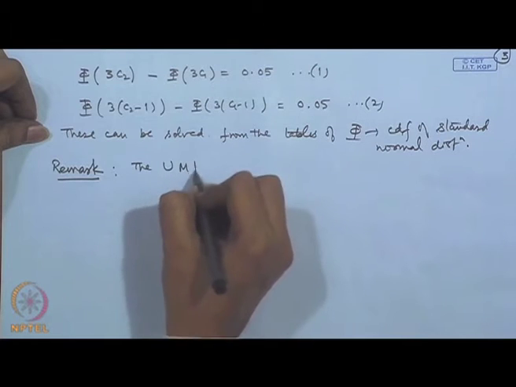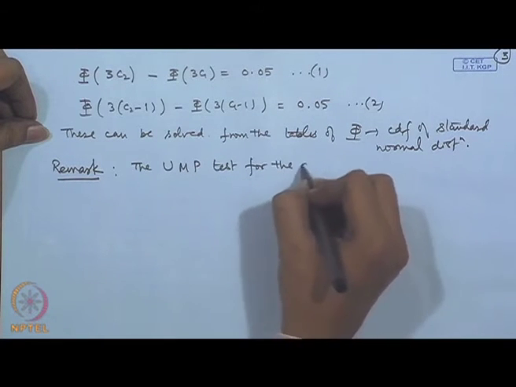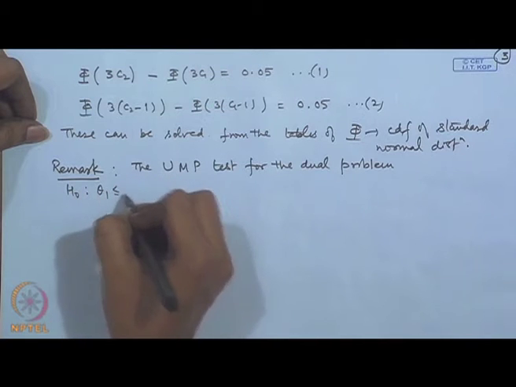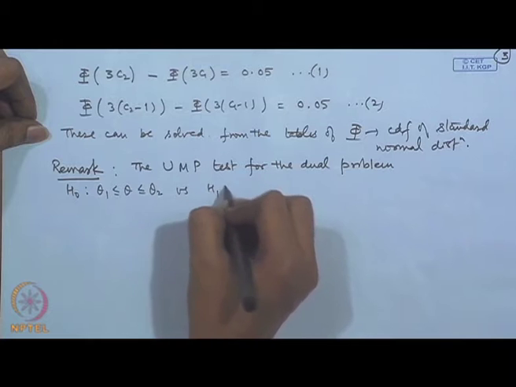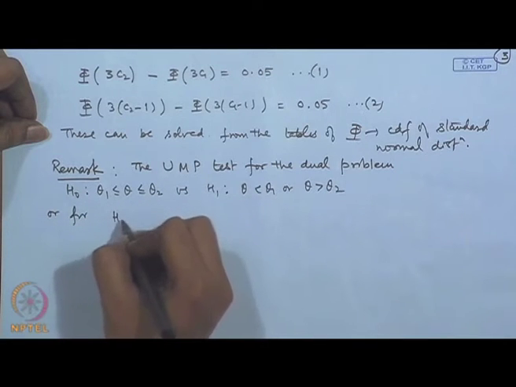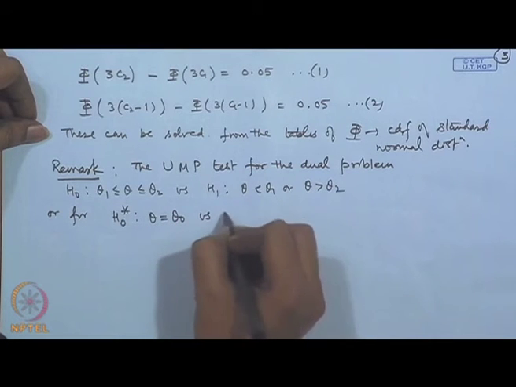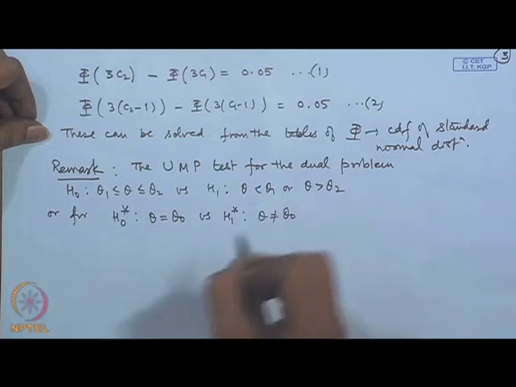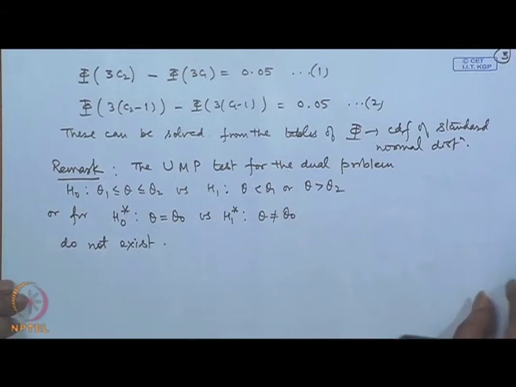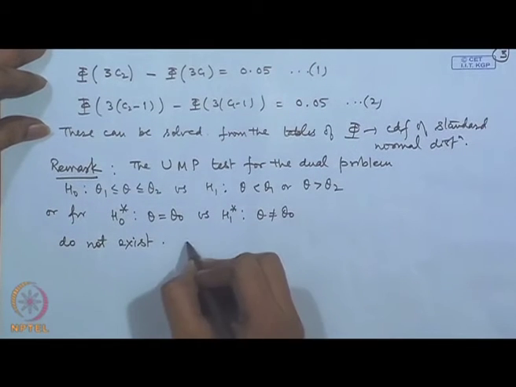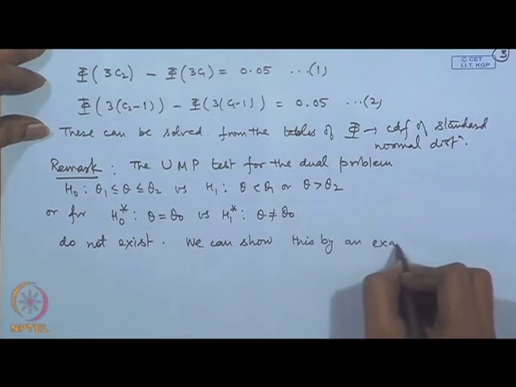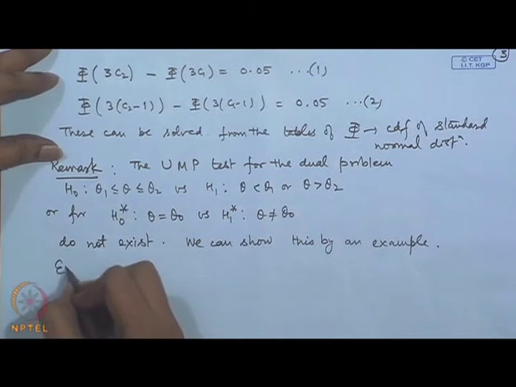Let me give this comment here. The UMP test for the dual problem, H naught: theta 1 less than or equal to theta less than or equal to theta 2 versus H 1: theta less than theta 1 or theta greater than theta 2, or, say, H naught star: theta equal to theta naught versus H 1 star: theta not equal to theta naught, does not exist. So, let us take an example.